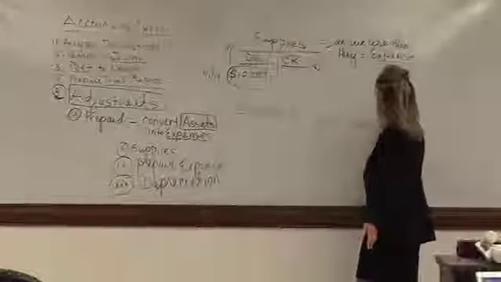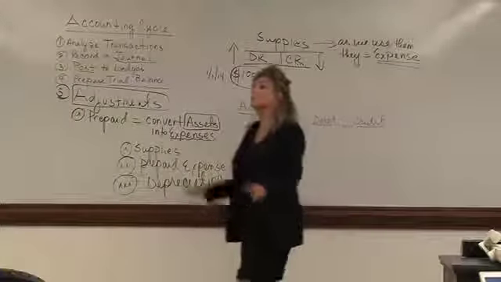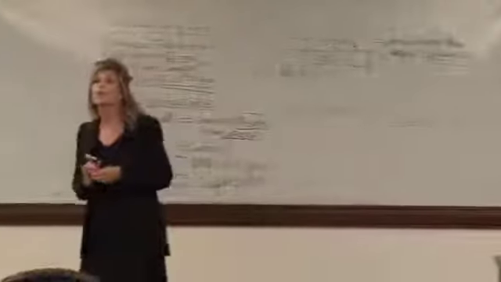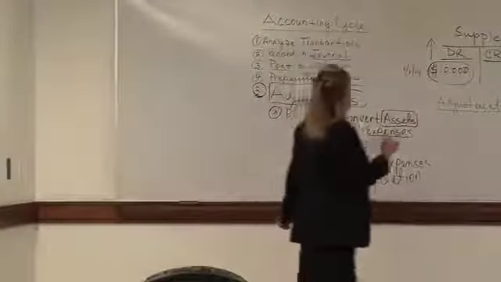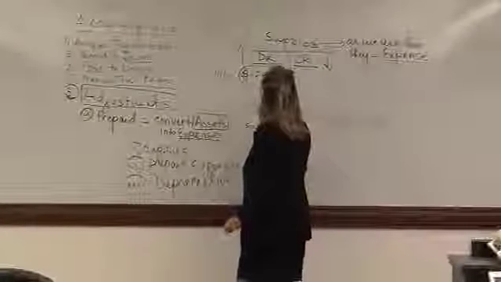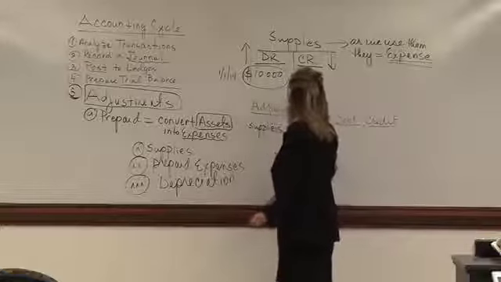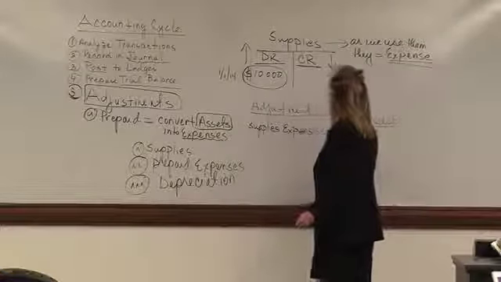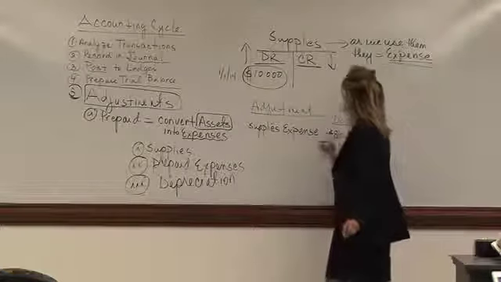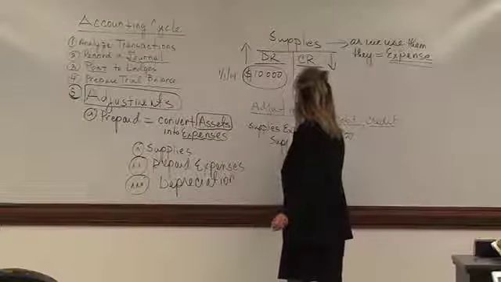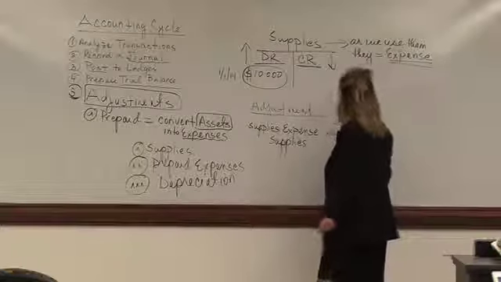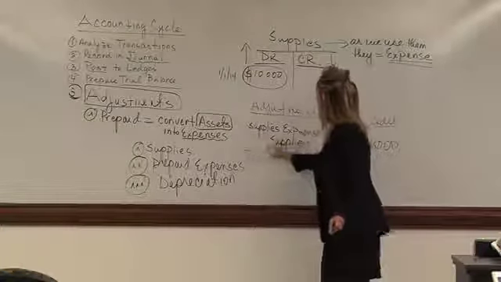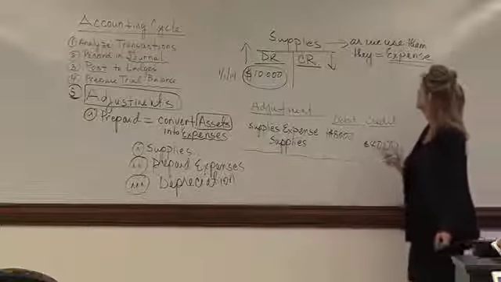So the adjust record, we're referring to the journal. You're going to record your adjustments in the journal. So we're going to take it out of the asset and put it into the expense. So the entry, the adjustment, will be a debit to supplies expense for the supplies used up. And we will credit the asset supplies. So that is the first type of adjustment that falls under prepaid.